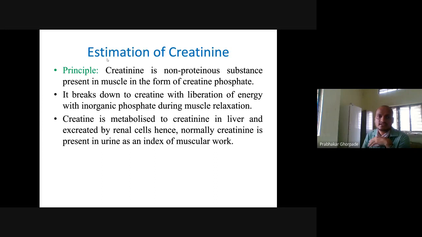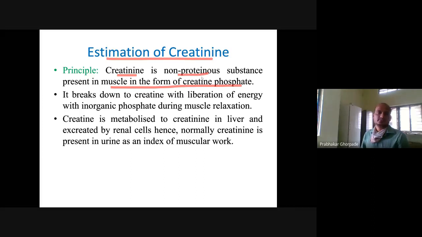Next thing is the estimation of creatinine. Creatinine is a non-proteinous substance present in muscle in the form of creatine phosphate.